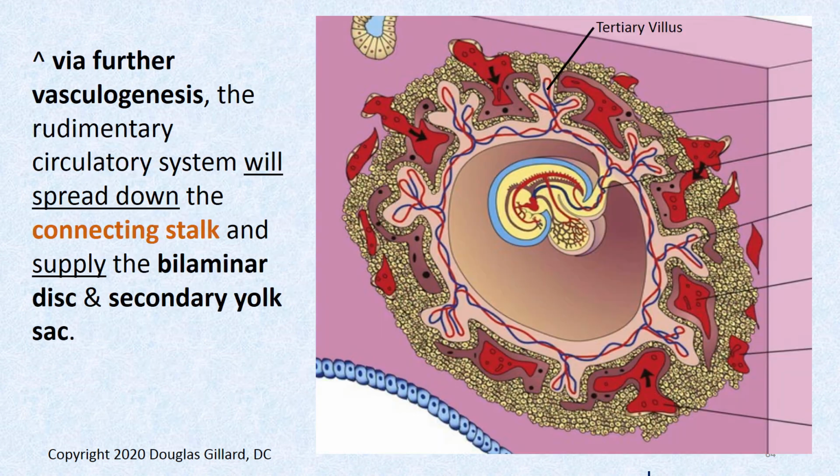And vasculogenesis will keep on going until pretty soon this is what we have. So there's these tertiary villi that vasculogenesis just goes and goes and goes, and pretty soon it goes all the way down the connecting stalk, and we have a blood supply around our little trilaminar disc here at this point. Right now we still have a bilaminar disc. We haven't talked about forming the trilaminar, but we will. So yeah, that's the story.